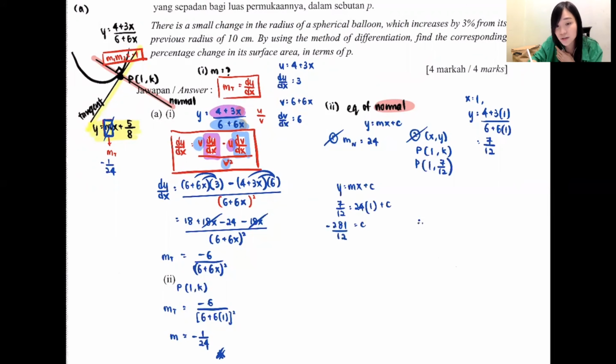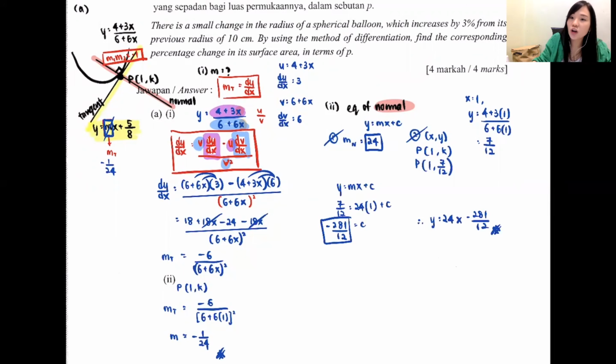Wow, quite ugly though. Y equals mx plus c. Done. So guys, this is my equation of the normal. I hope you guys are all okay, because if you're okay, let's go on with B.